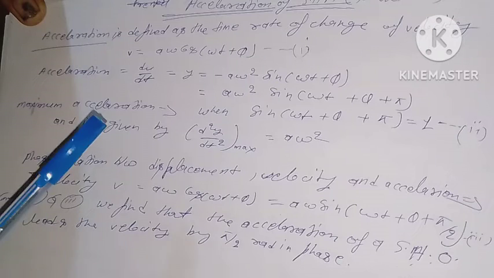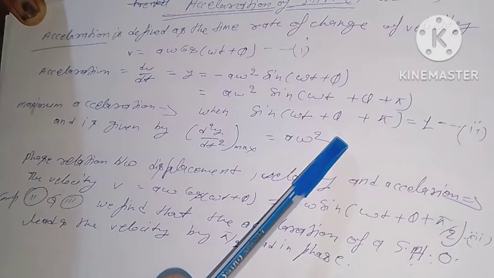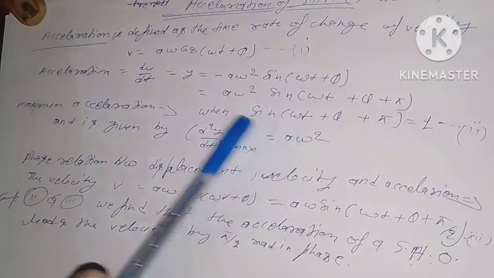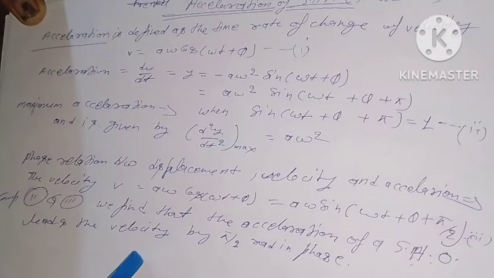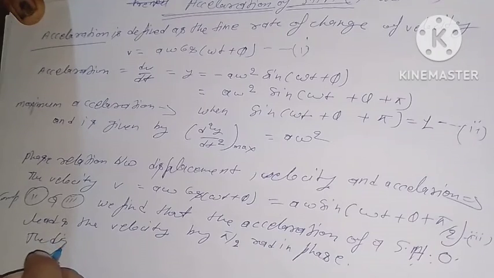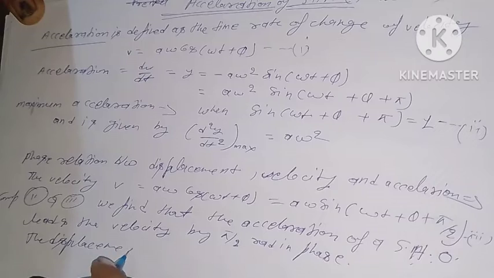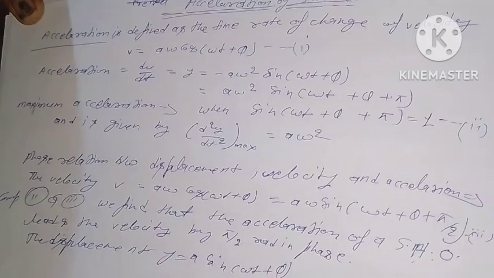This is the velocity and this is the acceleration. The acceleration leads the velocity by pi by 2 radian in phase. The displacement y equals a sine(omega t plus phi), equation number 4.